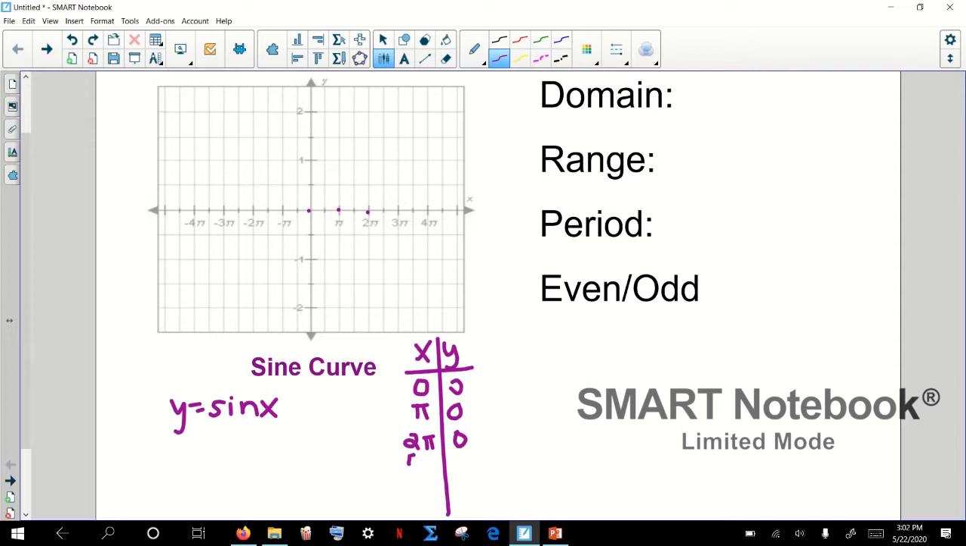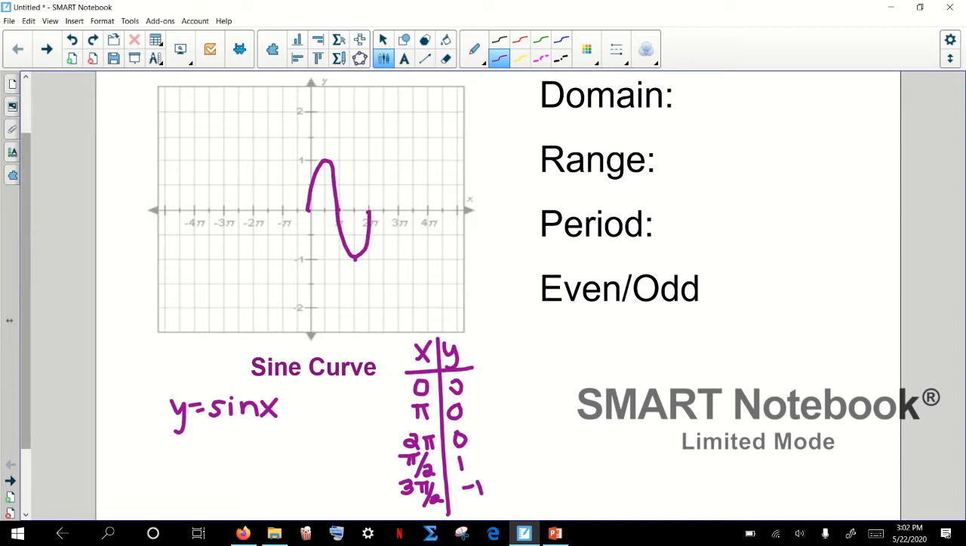So let's look at the sine of pi over 2, or the sine of 90 degrees. That's going to be 1. And then the sine of 3 pi over 2 is negative 1. So we have points at pi over 2, 1, and 3 pi over 2, negative 1. So here we have our first cycle of our sinusoidal curve, our sine curve.